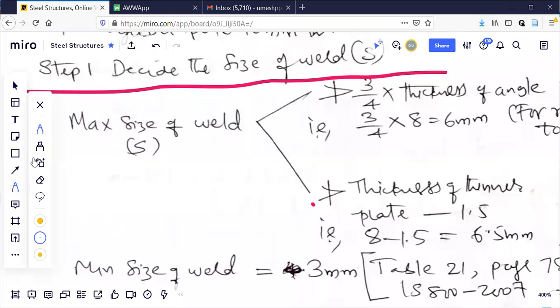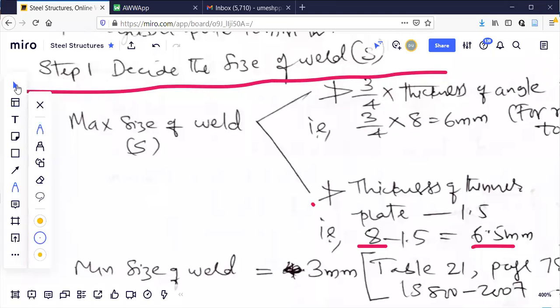Try to understand this one. If the gusset plate was 6 mm, what would have happened? I would have taken 6 here, because thickness of thinner plate. Out of gusset plate and angle, whichever is thin, that dimension should be taken here. 8 is taken because gusset plate is 10 mm thick and angle is 8 mm thick. So that minus 1.5, I will get 6.5. So size of the weld should not be more than these two numbers.